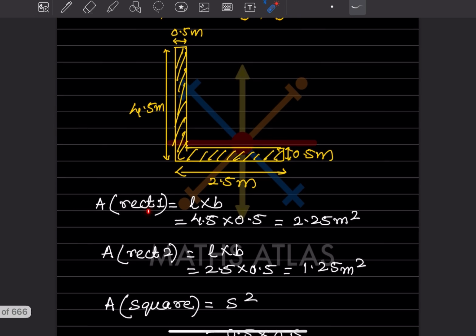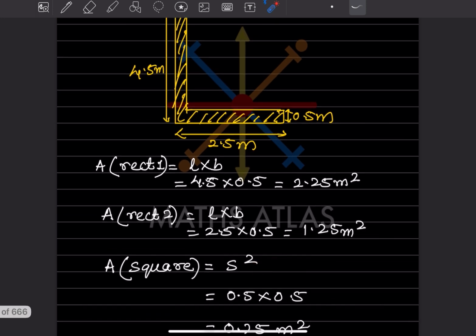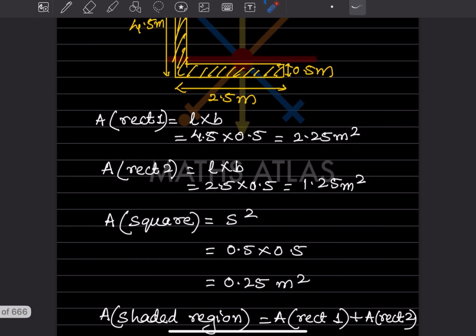So we can say area of rectangle 1 is length into breadth. After putting the values, we get 2.25 meters square. Then the area of rectangle 2 will be length into breadth, so this will be 1.25 meters square. And then you are going to subtract the area of this square, that is side square. So that should be 0.5 into 0.5, so that will be 0.25.